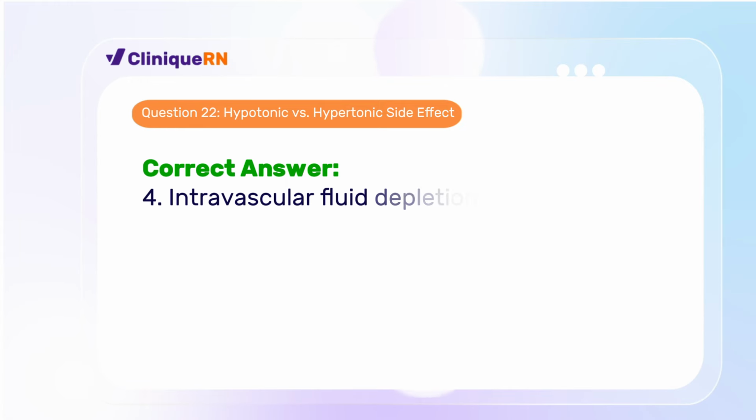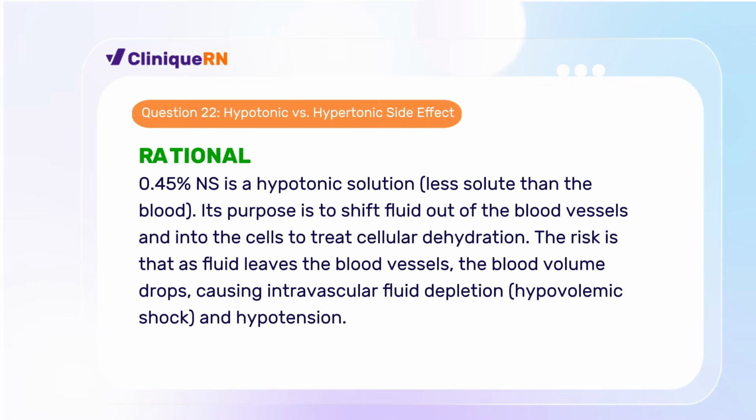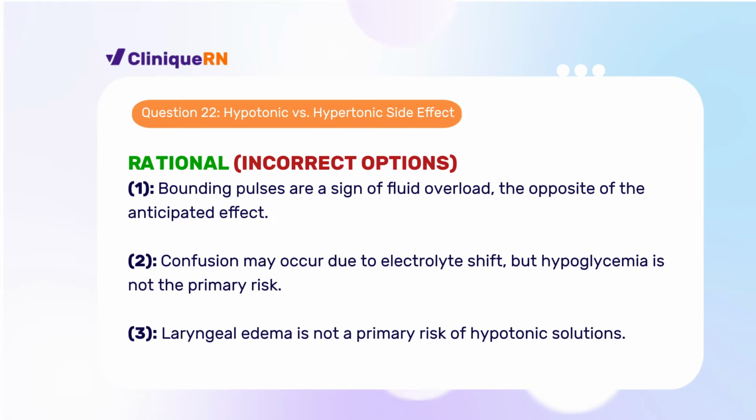The correct answer is 4. Intravascular fluid depletion. Rationale. 0.45% NS is a hypotonic solution, less solute than the blood. Its purpose is to shift fluid out of the blood vessels and into the cells to treat cellular dehydration. The risk is that as fluid leaves the blood vessels, the blood volume drops, causing intravascular fluid depletion, hypovolemic shock, and hypotension.